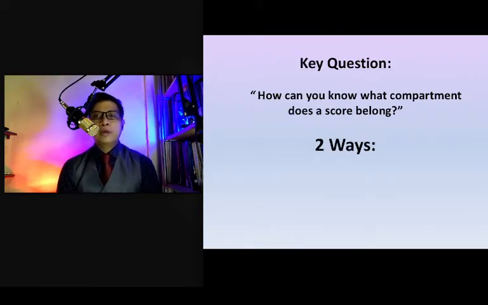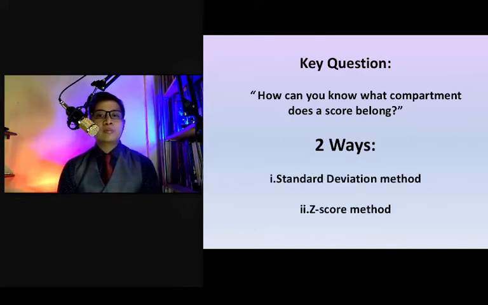There are two ways on how to spot specifically where in the normal curve a raw score will fall into. Una, pwede tayong gumamit ng standard deviation method. Pwede rin tayong gumamit ng z-score method. Paano natin ginagamit yung standard deviation method?